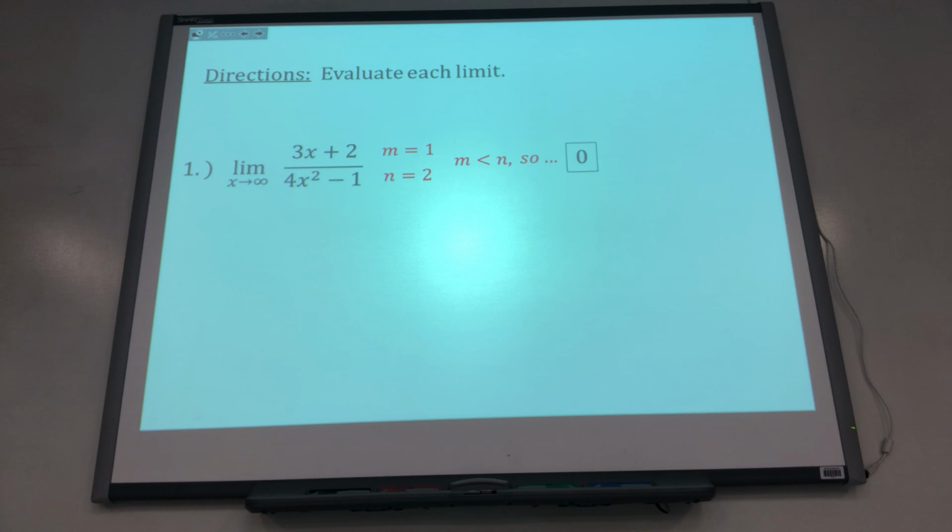All right. Not a lot of work to show on something like that, which is a bummer when it comes to partial credit. But again, if you are approaching one of the infinities, you've got to look at your 3 cases. This is a limit at infinity. Let's keep going here.